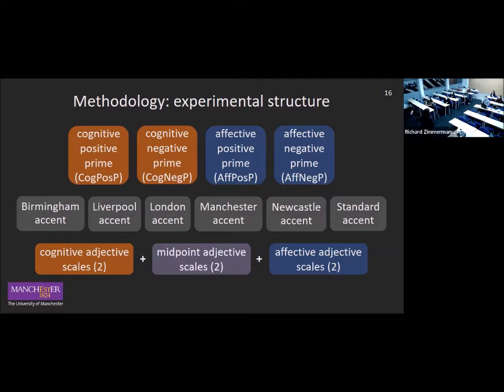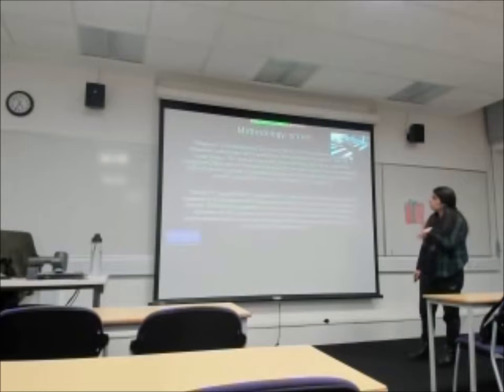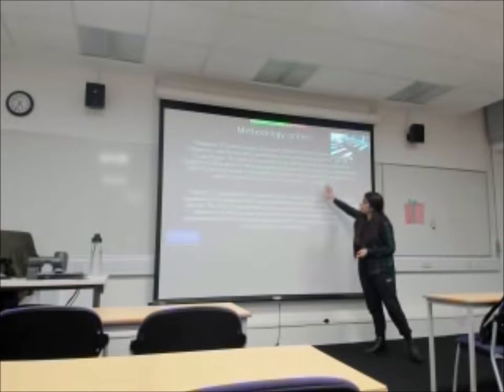Interesting things happening. So the primes, to start with the first thing, these are two primes. This is the cognitive positive and this is the affective positive. And everything you see in square brackets is the negative counterpart, and we'll go through each one.